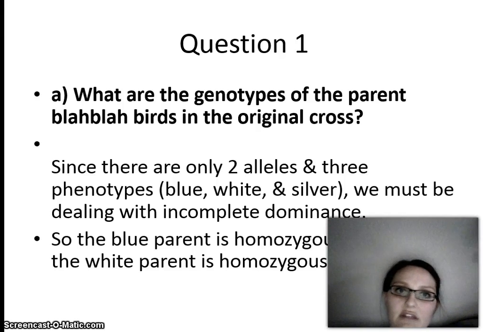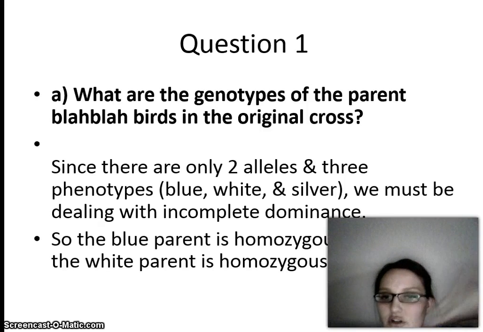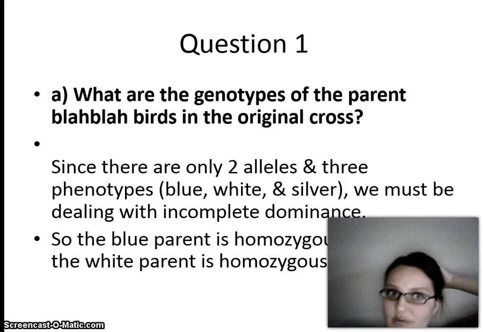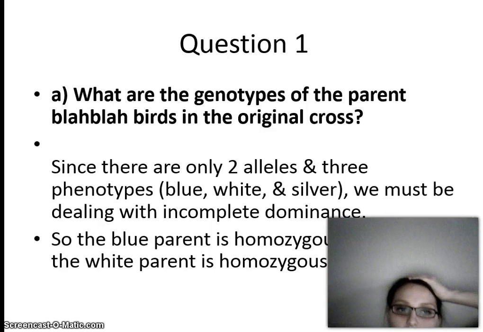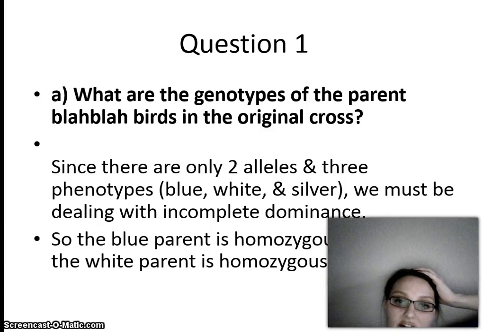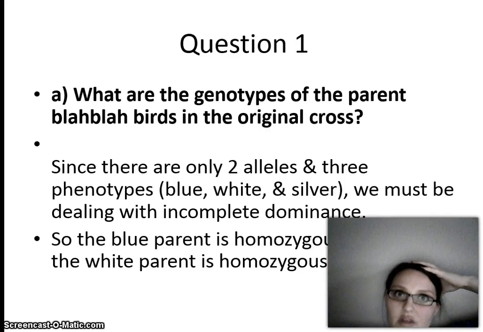This is a completely specific situation. And so they're not going to tell you on the end of course, like, okay, alert, alert, it's incomplete dominance. No, you're going to have to figure this out yourself, so this is good practice. So the blue parent, I just use B's, is homozygous blue, which is BB, and the white parent is homozygous white, WW. So that is 1A.